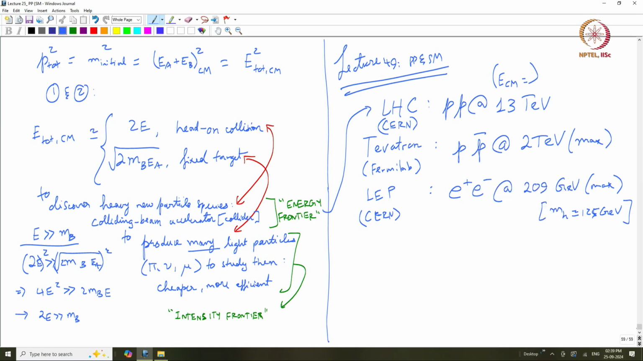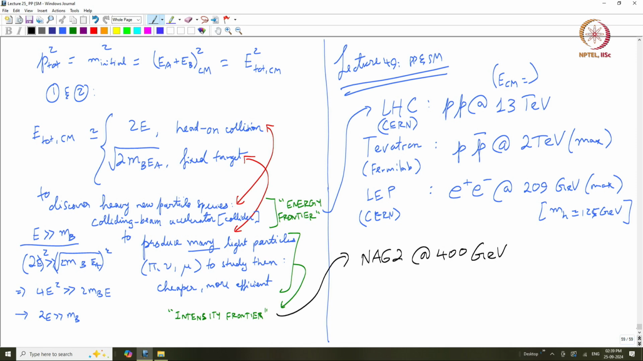Okay. Now what about the intensity frontier? Here are some examples. I recommend you go look these up, on Google, Wikipedia and so on, so that you get a sense for these experiments. You can see how the detectors are built, what strategies people used, and things like that.